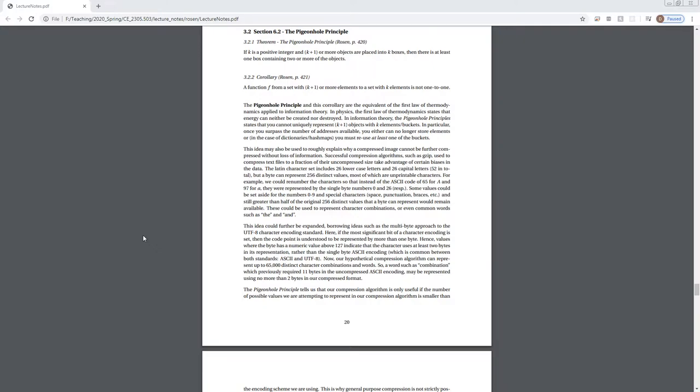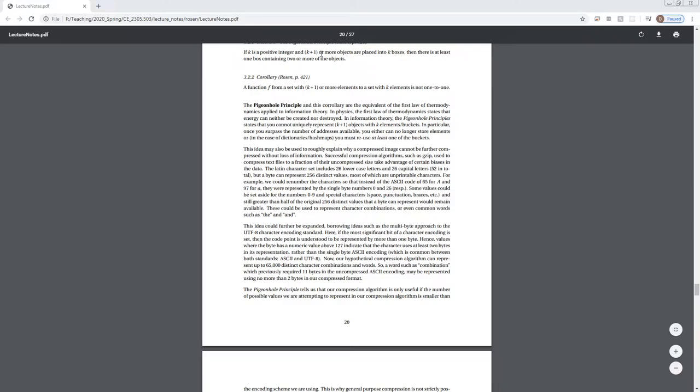So the theorem is that if you have a positive number k, and you have k plus 1 objects, if you think of it as a mailbox or whatever, if you have k plus 1 letters and k mailboxes to put them into, then the pigeonhole principle says that somebody got more than one mail, right? Someone got more than one letter that day.